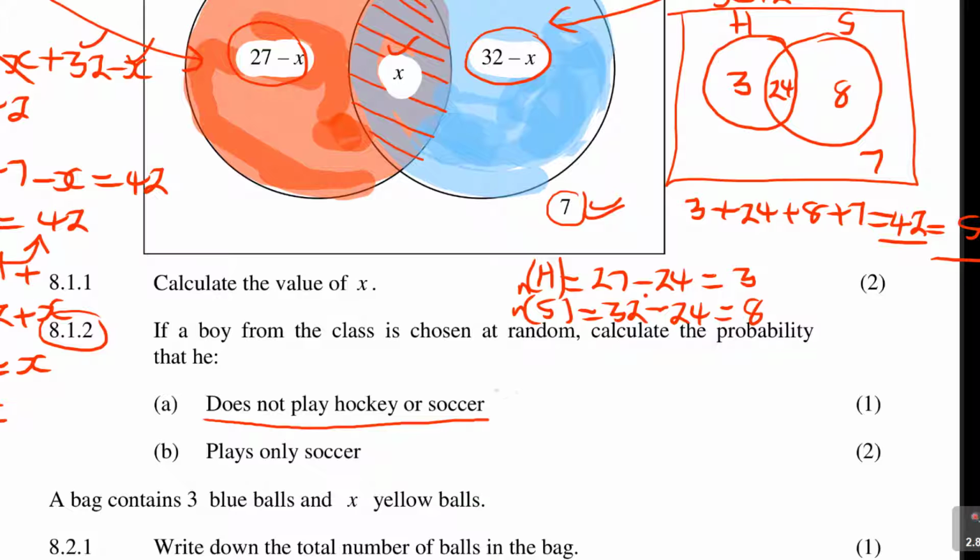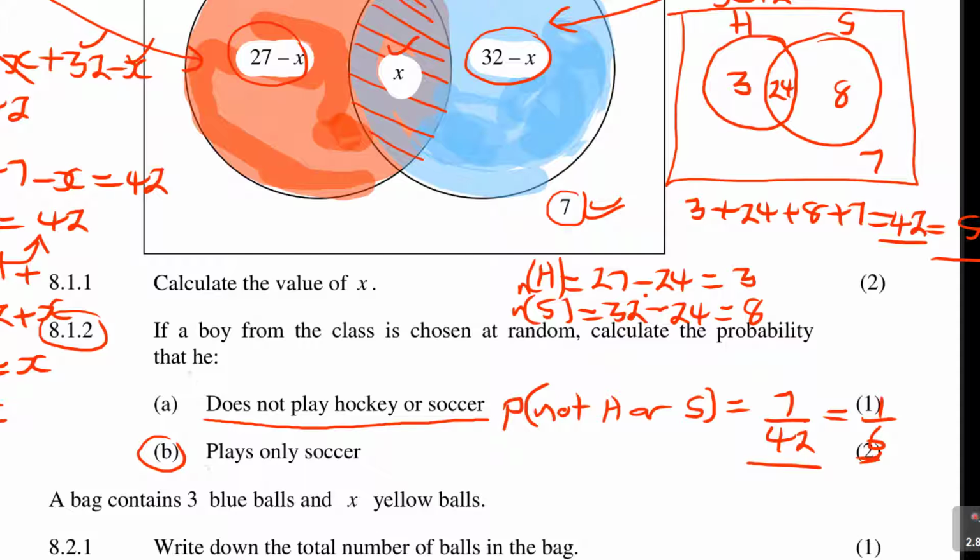So you simply say the probability of not hockey or soccer is equal to 7 over the total sample space. Remember, it was 42. So that is that. But you can simplify that. 7 is a multiple of 42. 7 into 42 is 6. So this is 1 over 6. You can just check with the calculator. So it's 1 mark.